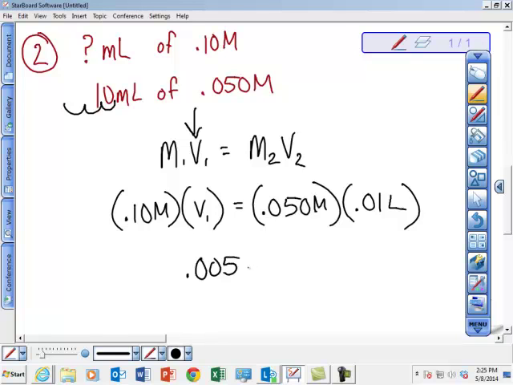0.05 times 0.01, divide by 0.1, 0.005, and remember this is volume, right? So what's the unit on my volume? Liters. Can we switch that back? So how many times do I move it to switch it back to milliliters? 3, that's right. 1, 2, 3. So this is 5 milliliters.